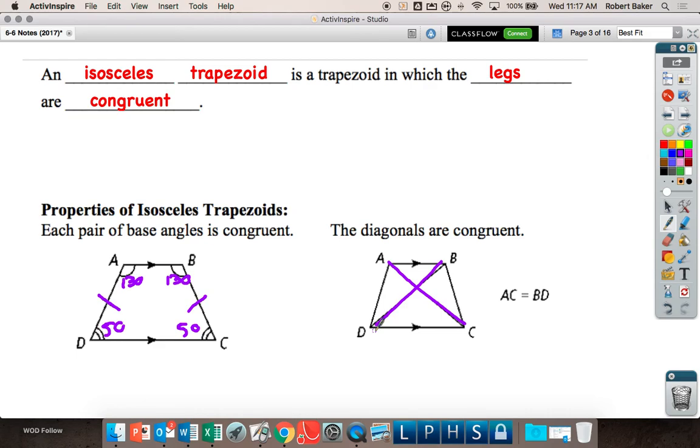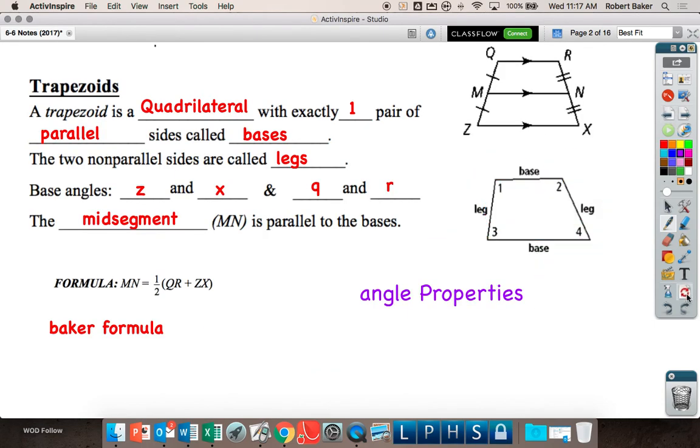There is one more property of isosceles trapezoids, or trapezoids in general. I completely skipped over it. You remember mid-segments of triangles? Well, there's also mid-segments of trapezoids. Now, the mid-segment of a trapezoid is equal to half the sum of the bases.